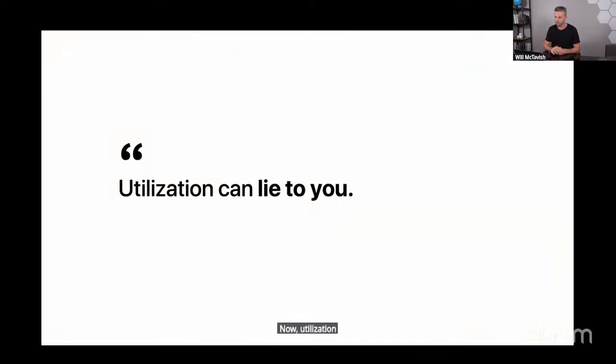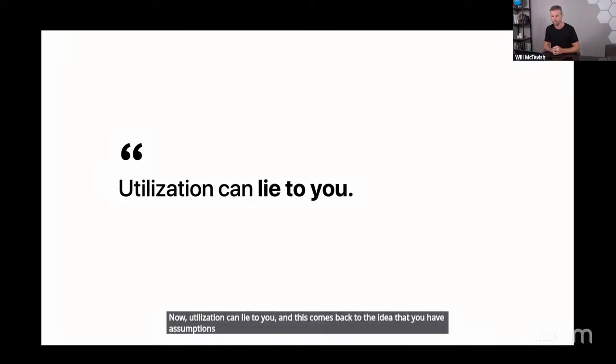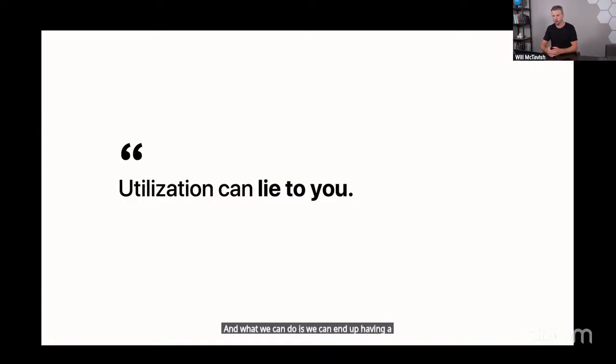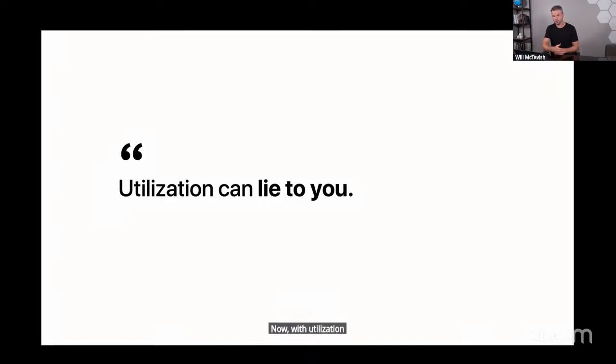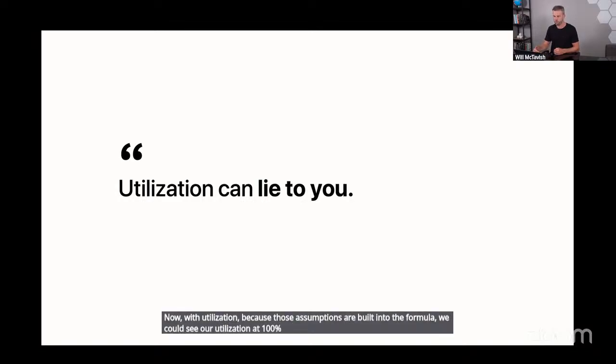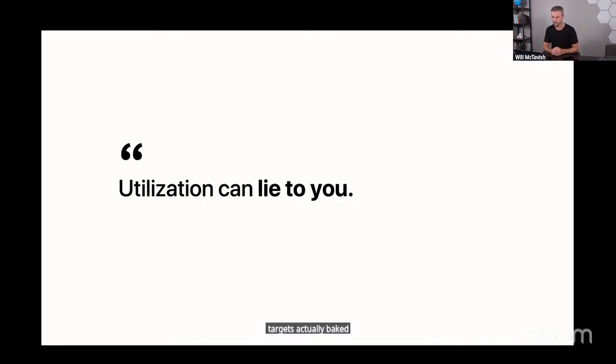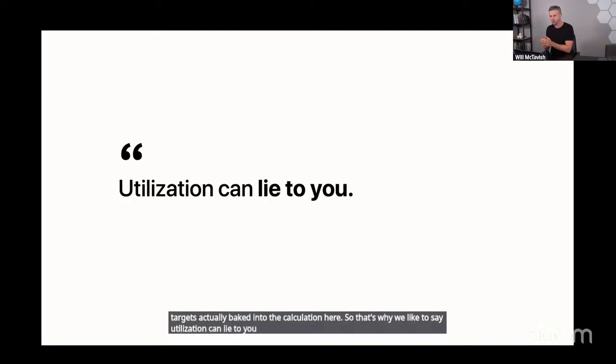Now, utilization can lie to you, and this comes back to the idea that you have assumptions baked into your utilization calculation. What's beautiful about productivity is it's just looking at the raw numbers, our input versus our output: how many billable hours we've done divided by the total hours we've done. With utilization, we're setting our expectations at a team member level in terms of their productivity. We can end up with a firm structure where we've got a lot of administrators and we don't have high productivity targets for our team members. So our target productivity could be super low, and we're actually setting ourselves up to fail. Because those assumptions are built into the formula, we could see utilization at 100% or even 120% and think, wow, our firm's doing fantastic, we're at 110% utilization. But in reality you're not doing so well, because those low targets are baked into the calculation. That's why we like to say utilization can lie to you, making you think you're doing better than you actually are.